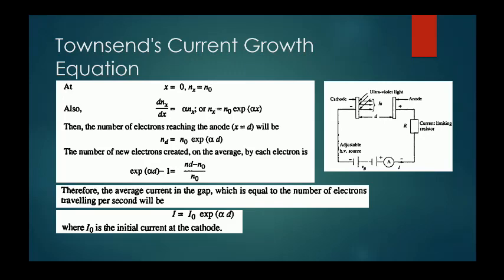Therefore the average current in the gap, which is equal to the number of electrons traveling per second, will be capital I equal to I0 exponential of alpha d, where I0 is the initial current at the cathode. Why are we using I? I is nothing but the rate of flow of electrons or flow of positive particles. So we represent the rate of charge as current.